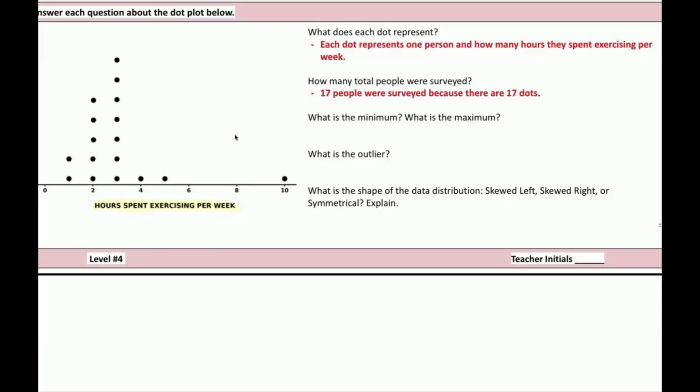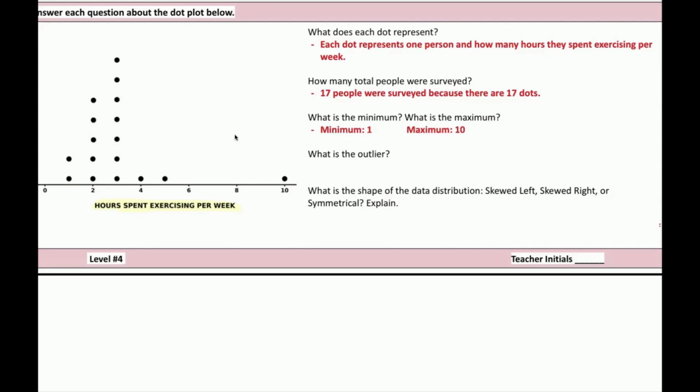Our next question says, what is the minimum and what is the maximum? Well, our minimum is not 0. That's a common mistake I see from people. There's no numbers above 0, so it's not that. So the minimum is the lowest data point that has a dot above it. So the number between 0 and 2 is 1. So that means our minimum is 1. Our maximum is our highest number with a data point above it, which is 10. So our minimum is 1 and our maximum is 10.